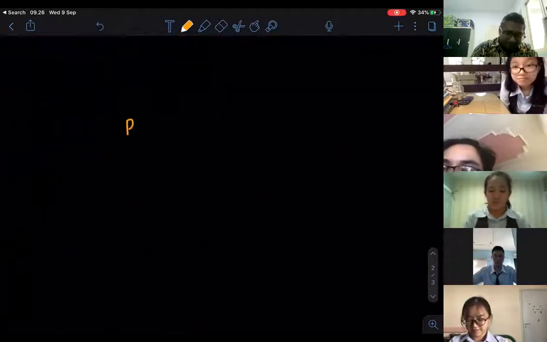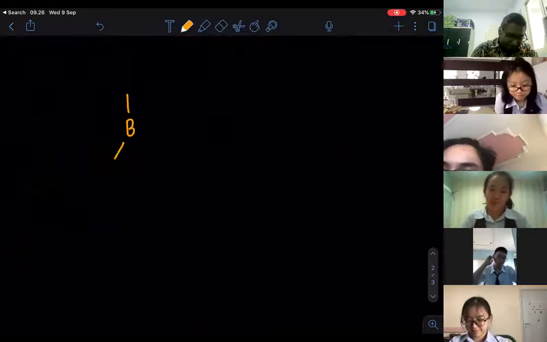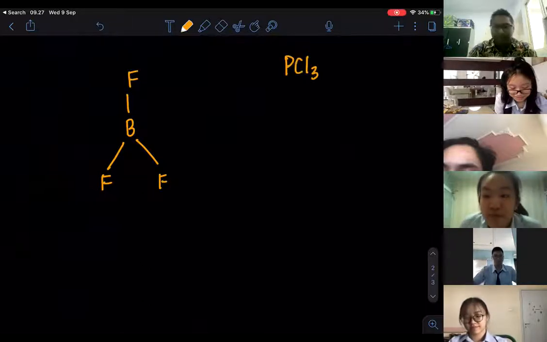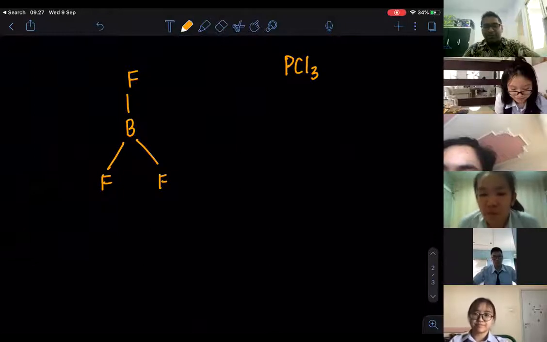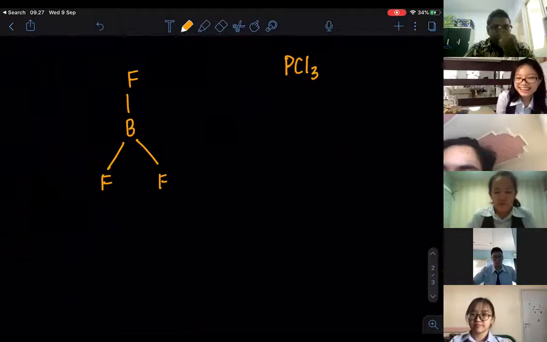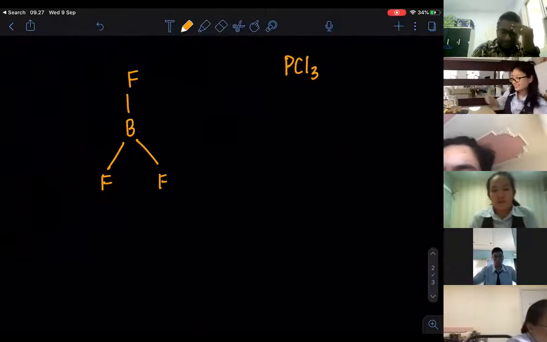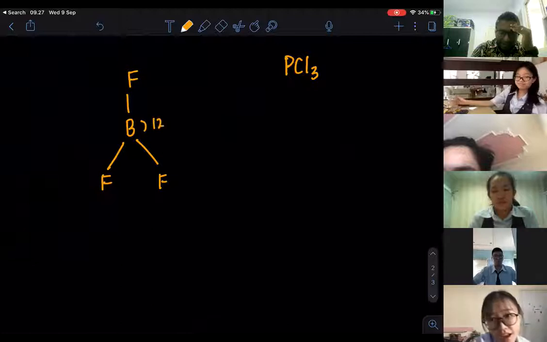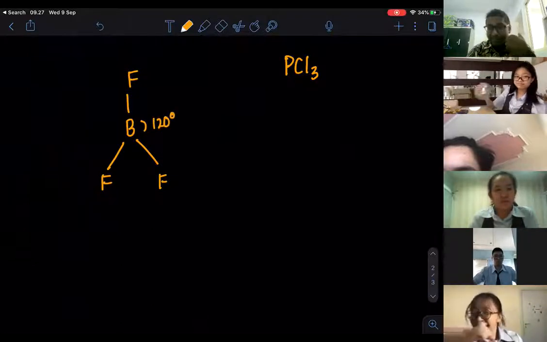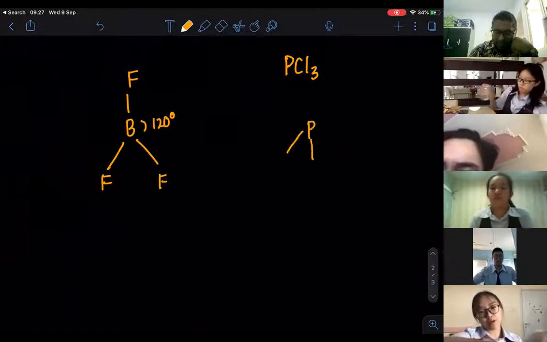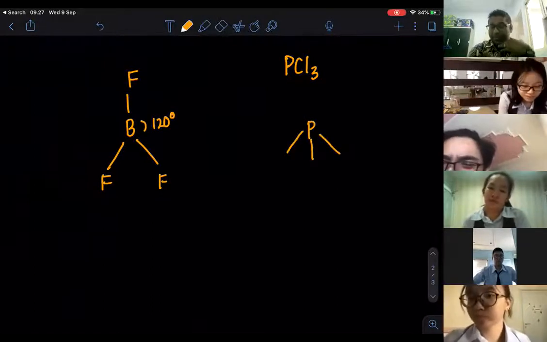One is going to be BF3. Another one I'll show you is PCl3. BF3: boron is from group 13, which means it has 3 valence electrons. So you have this structure, and this is going to be trigonal planar with a bond angle of 120. But phosphorus, on the other hand, does not have the same shape.